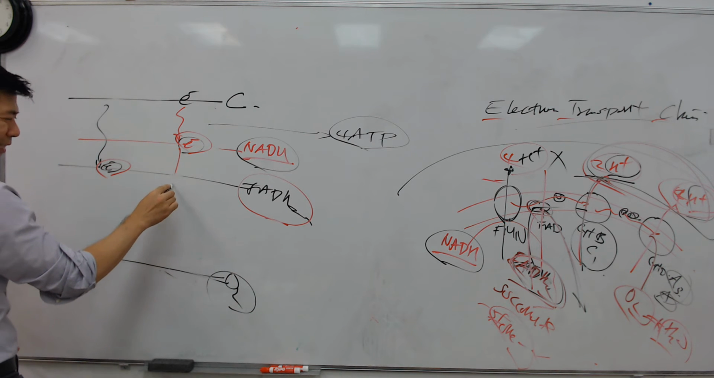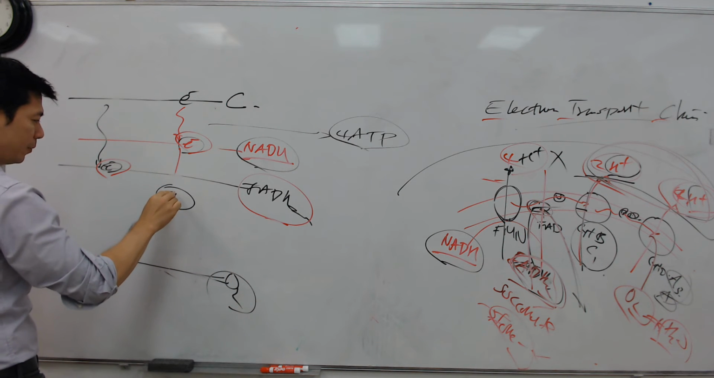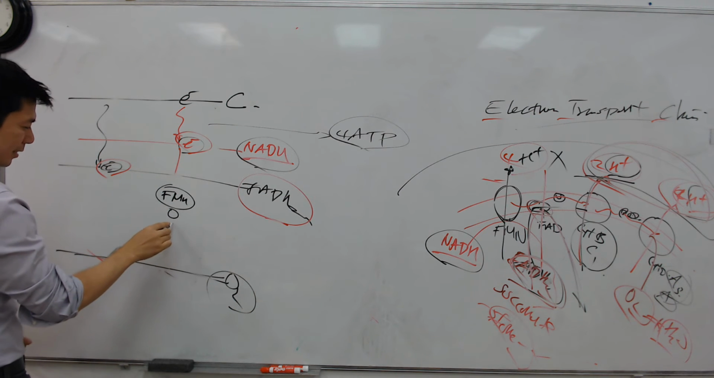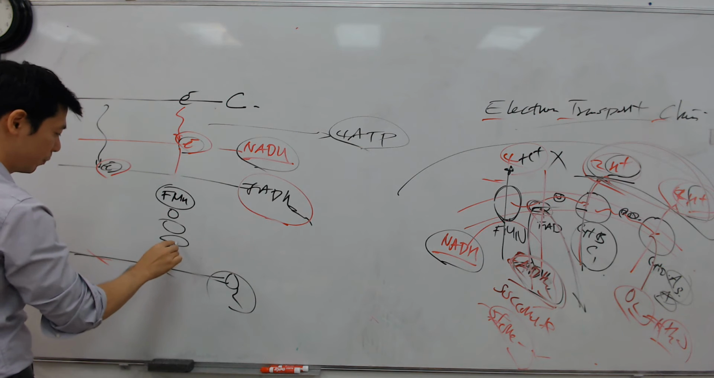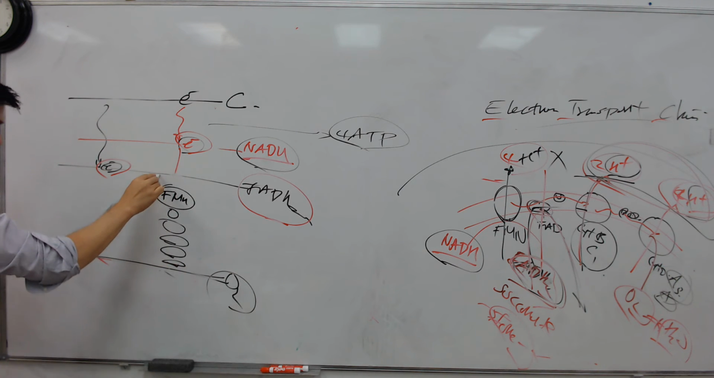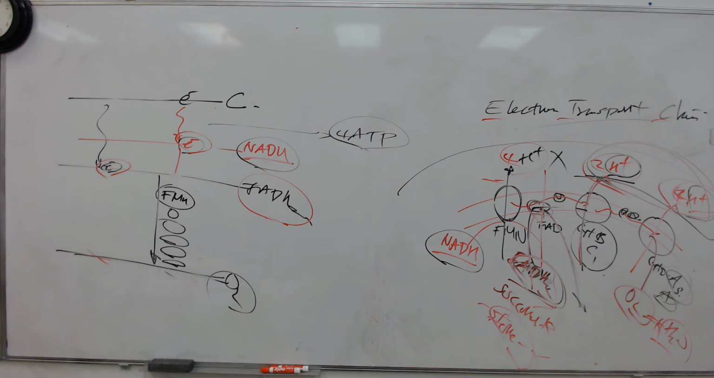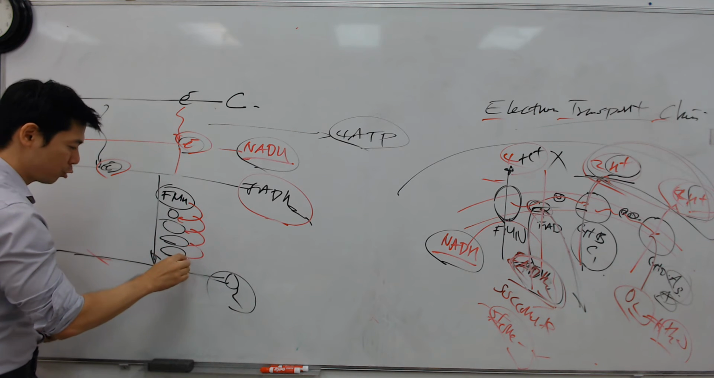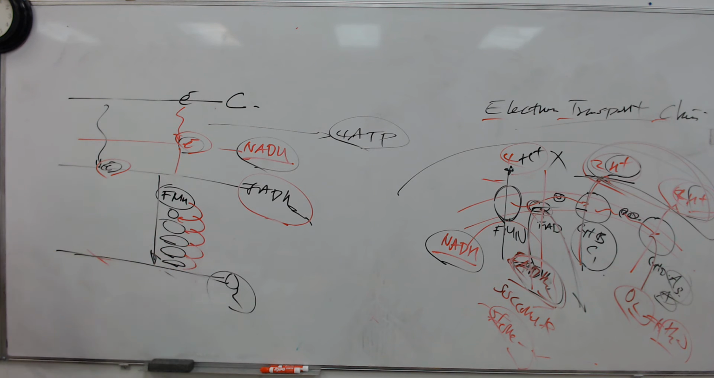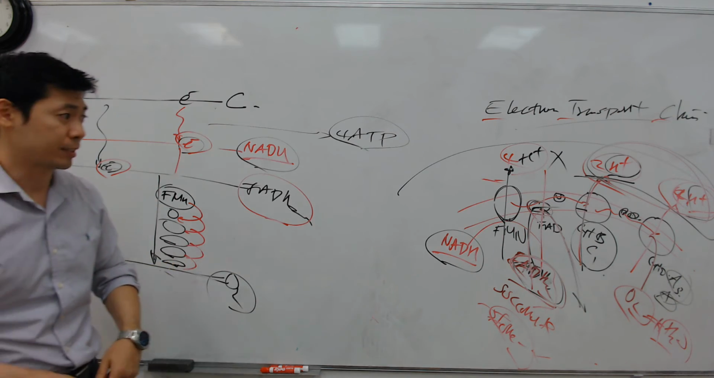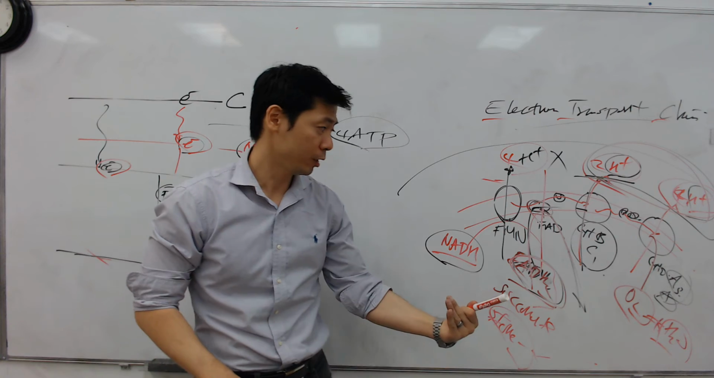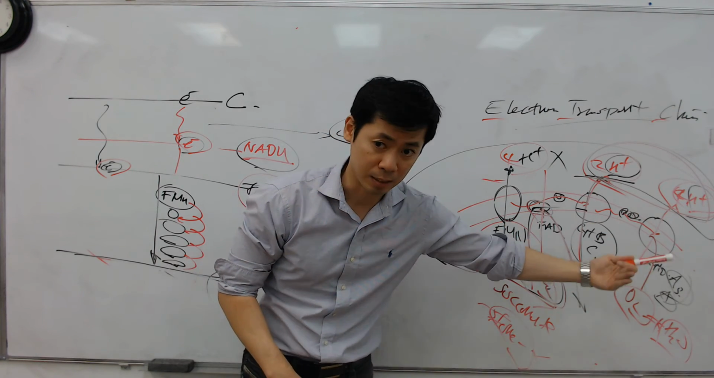this right here is FMN, and this is FAD. There are these proteins that run down. In order for the next one to get the electrons and pass the electron down from one to the other, every successive protein should have greater electronegativity. Do you know what I'm saying?